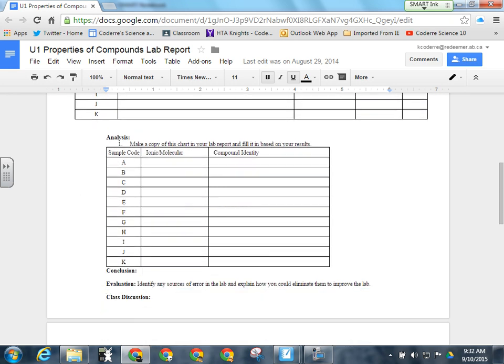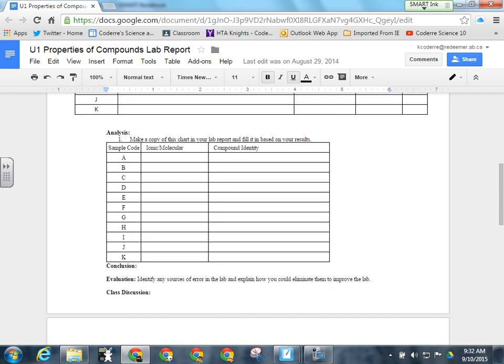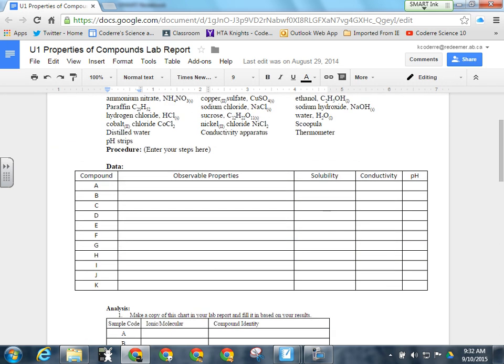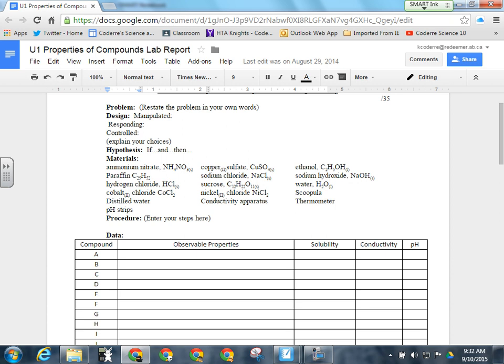Okay, for the analysis, what you need to do is, based on those observations, was sample A ionic or molecular? And we know which test is going to tell us that every single time, 100%. Conductivity test, okay? So that's the one you'll want to use there. It'll tell you 100% for sure. I mean, you'll want to look at other things as well. And then, which compound was it?